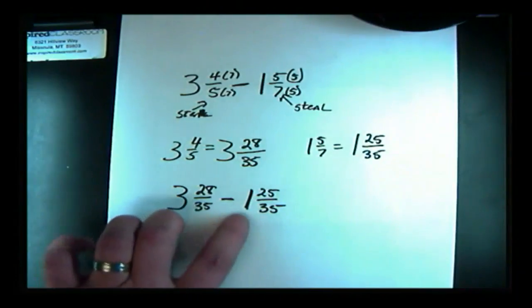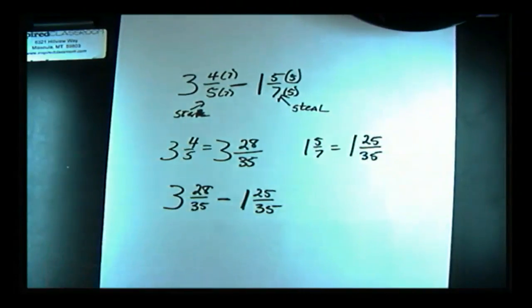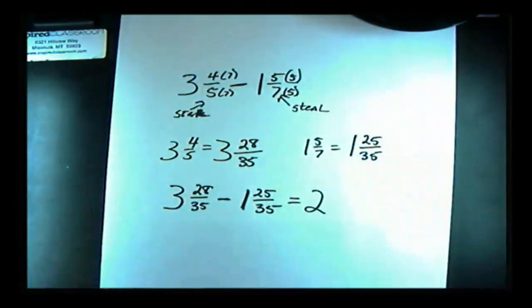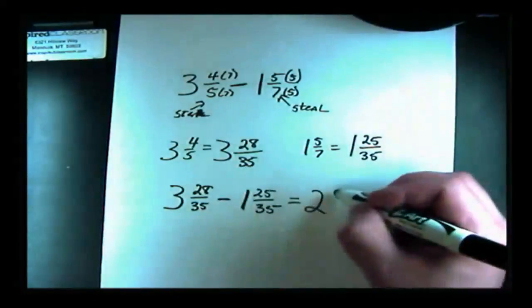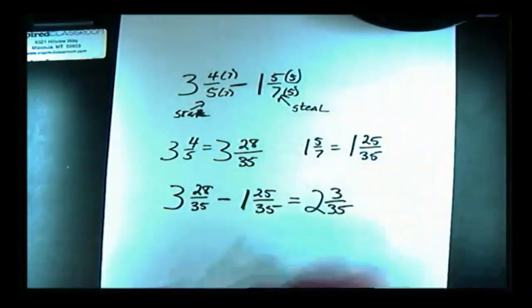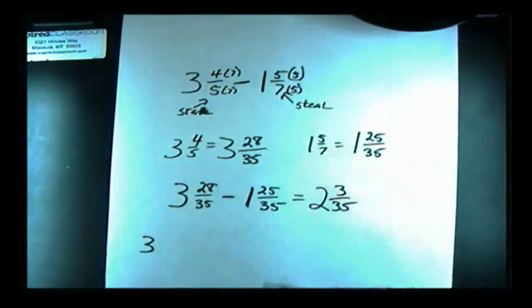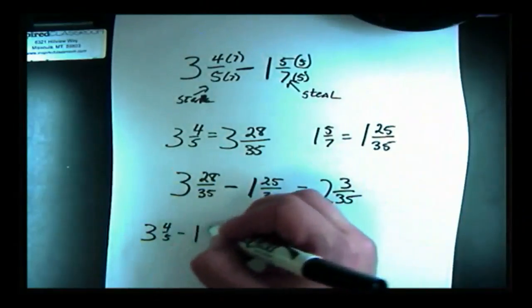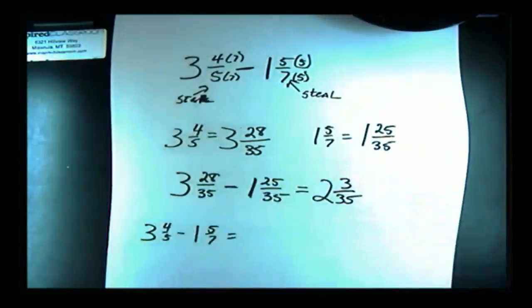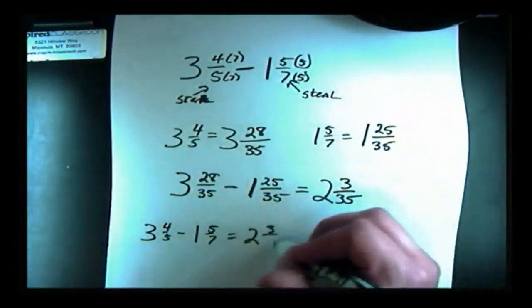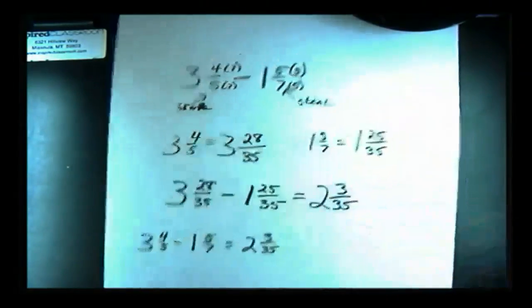I can do the whole number part. So 3 minus 1 is equal to 2. And I can do the fractional part. 28 minus 25 happens to be 3 out of the 35. So 3 4/5 minus 1 5/7 is equal to 2 3/35.